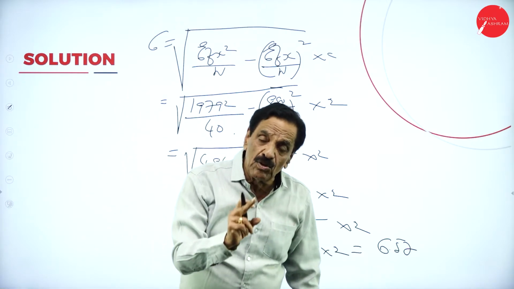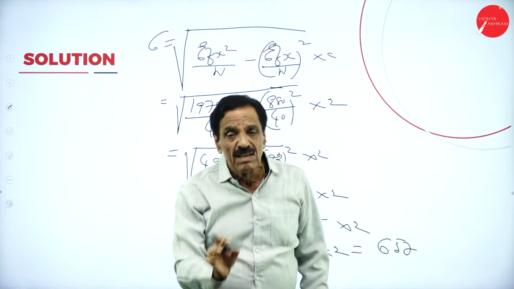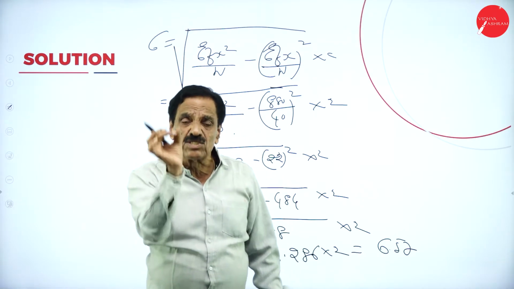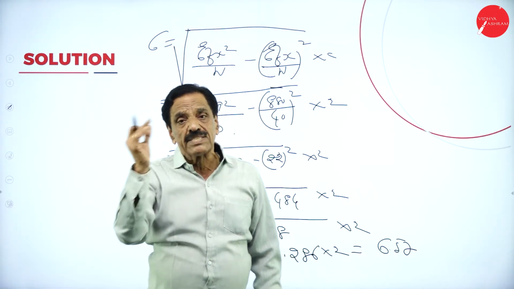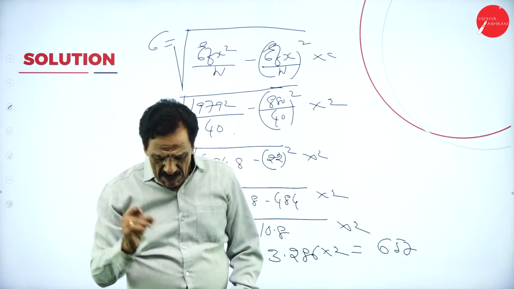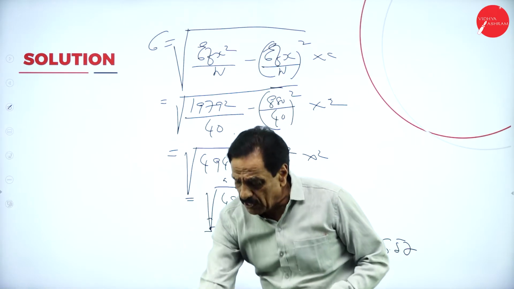What is the first step to do? Add the frequency. What is the next step? Add the sigma fx, that is the total fx. What is the next step? fx into x, multiply. Then apply the formula. We'll go to the next one. Slowly we'll go to the next problem.